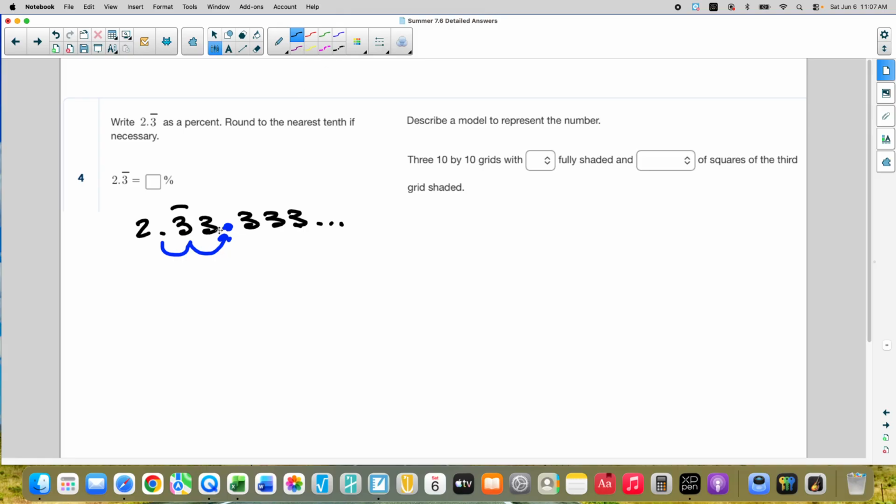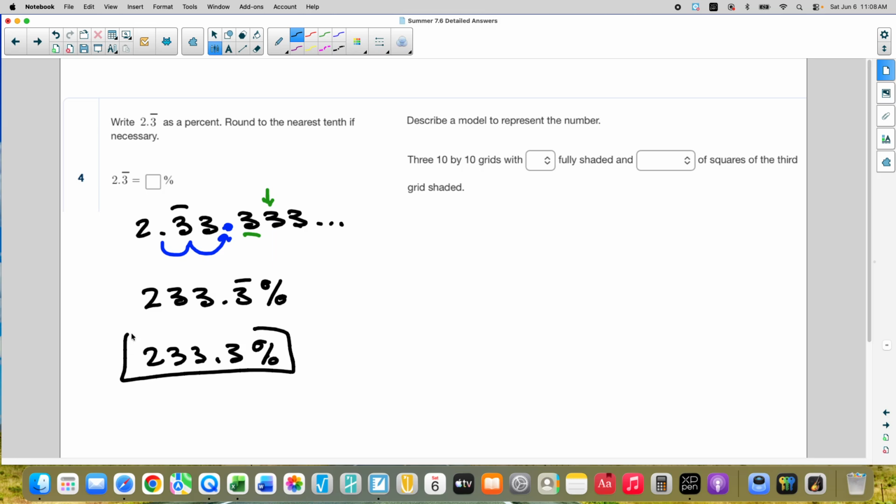Okay, so we're going to move it 2 places to the right. Since it's 3 repeating, it is not a 0 to the right of there, it's 3s to the right of there. So that's going to be 233.3 repeating percent. And then it wants us to round to the nearest tenth. So if we're going to round here, we will underline the tenths place, and we will look at the hundredths place. That number is below 5, so we will hold 3. So the correct answer is 233.3% would be the rounded answer. This would be the exact answer.